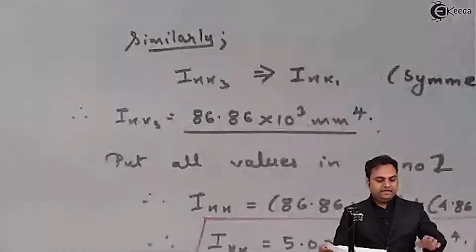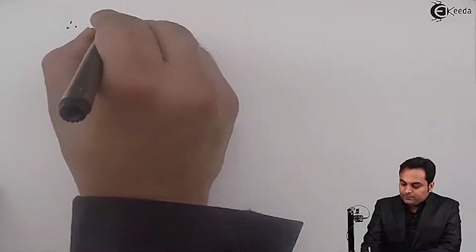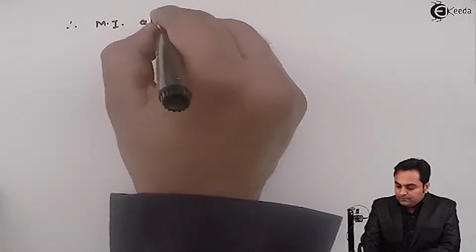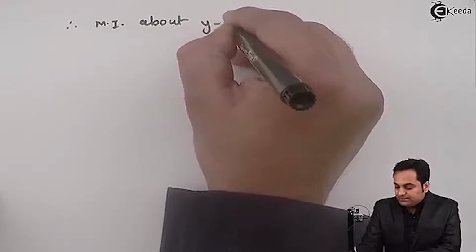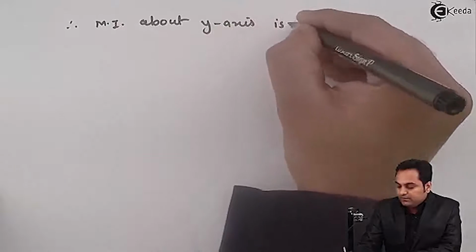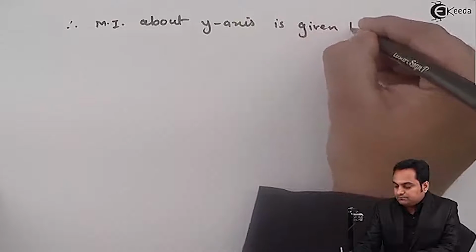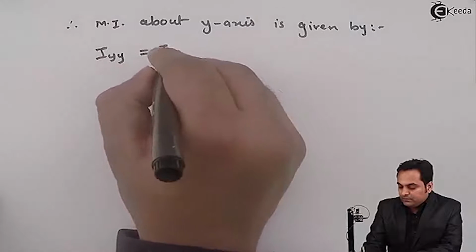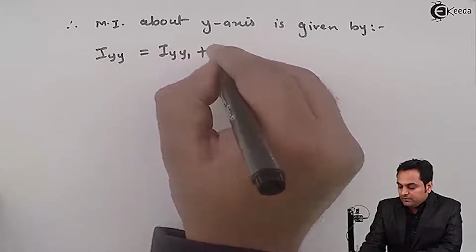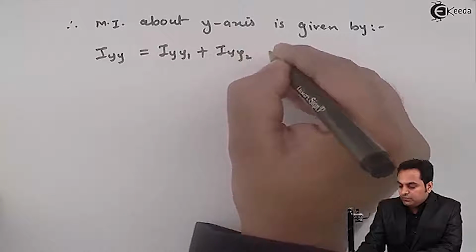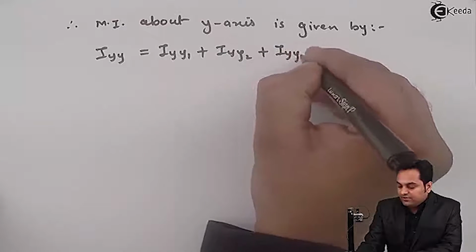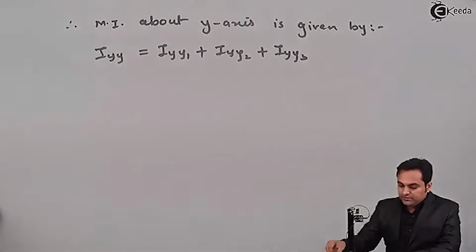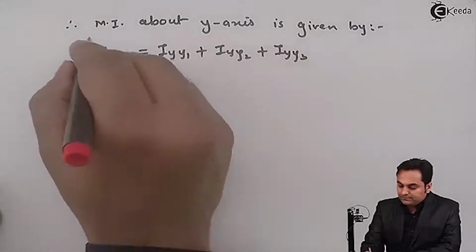Then we have to find Iyy. Therefore, MI about the y-axis is given by Iyy is equal to Iyy1 plus Iyy2 plus Iyy3. This will be equation number 3 for us.